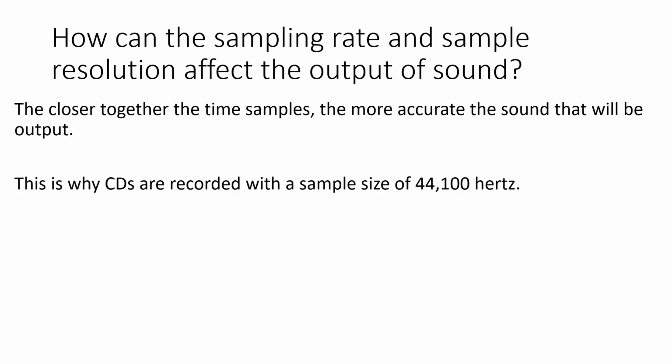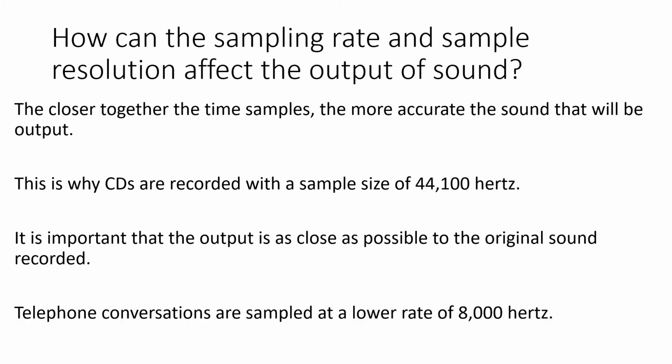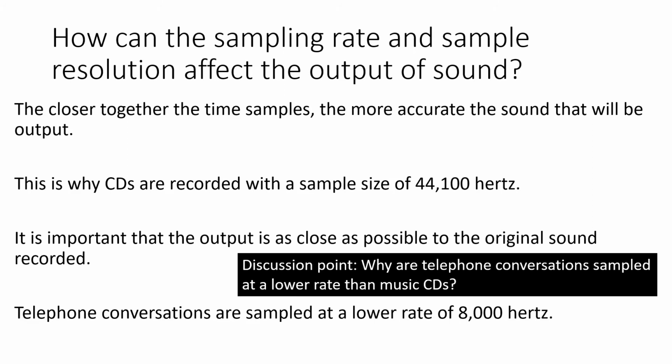That's why with CDs you do it 44,100 times per second, because you want that output to be as close to the original sound as possible. Telephone conversations, though, they're done at 8,000. Why do you think that? Why do you think that a telephone conversation is sampled less than a CD?